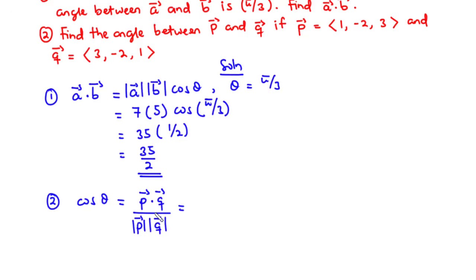Now let's find the dot product of the two vectors. Basically we are going to multiply corresponding components and then sum them up. 1 times 3 is 3. -2 times -2 is 4. 3 times 1 is 3. So we have this all divided by, now let's find the magnitude of P and Q.